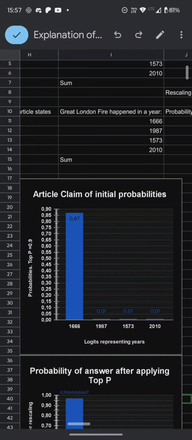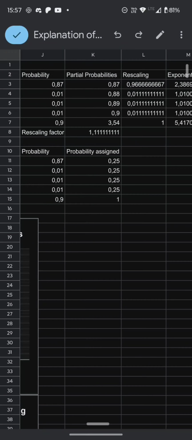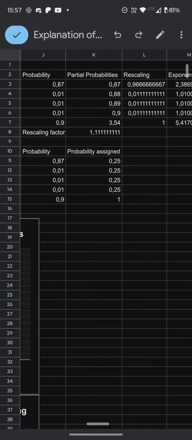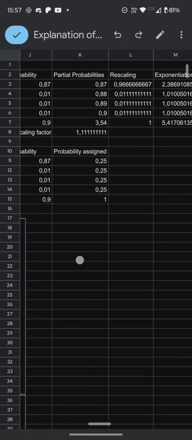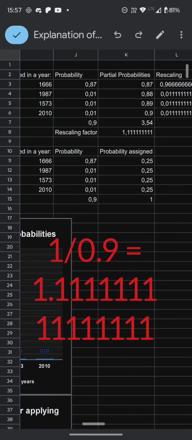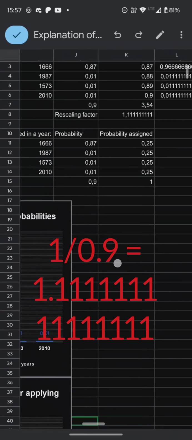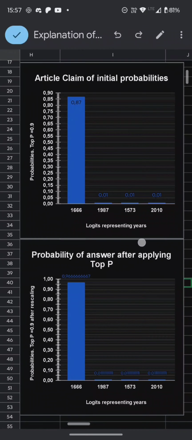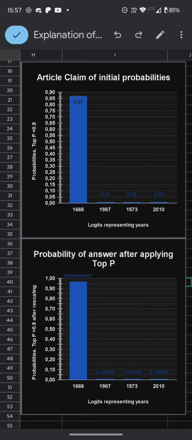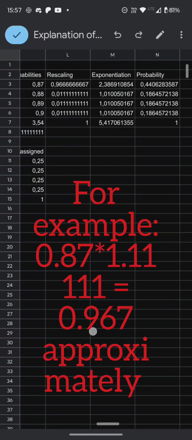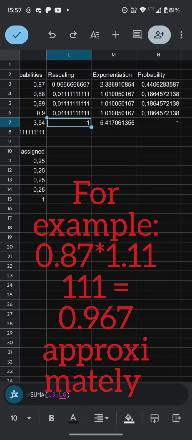And the rescaling factor is very simple. You just divide 1 by the sum of probabilities of the logits that you picked, and you multiply all the logits by that value, and it all adds up to 1. As you can see, the logits add up to 1 here.